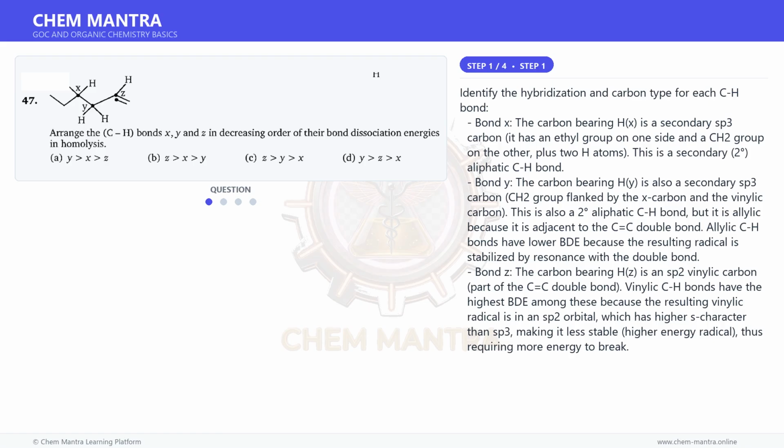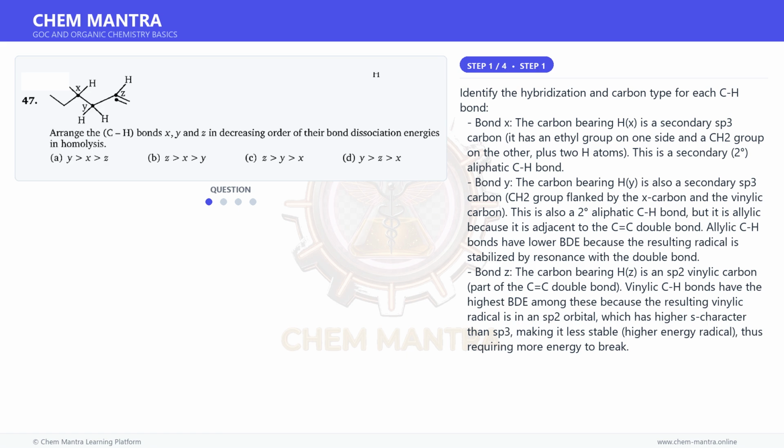Bond X, the carbon-bearing H, is a secondary sp3 carbon. It has an ethyl group on one side and a CH2 group on the other, plus 2 H atoms. This is a secondary, 2 degrees, aliphatic CH bond.